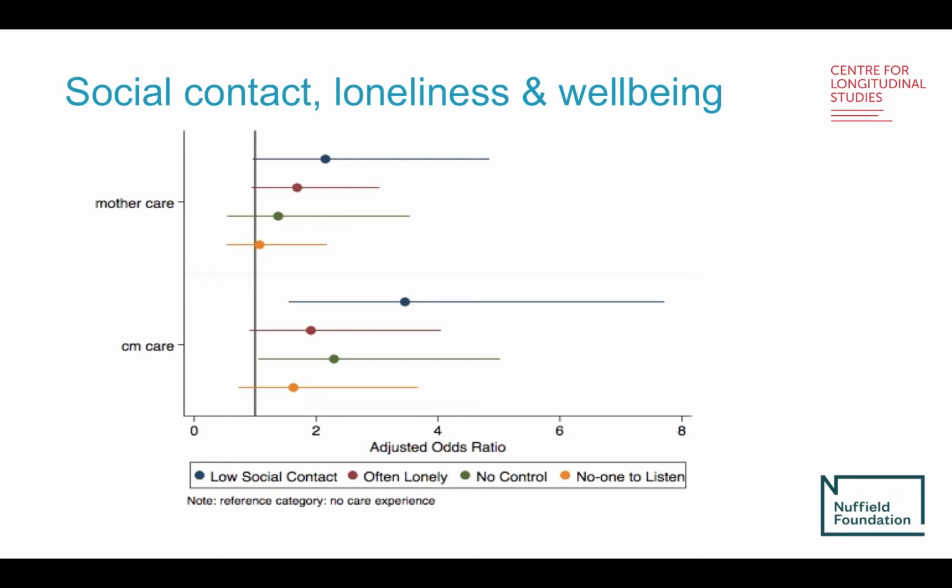And turning finally to those whose mother has been in care, again, none of the associations remain significant, although if we look at low social contact and often feeling lonely, so that's the blue and the red dots at the top, the confidence interval will only just touch the 1. So there is a suggestion that these are more experienced by these cohort members, although it is true that it's not statistically significant.